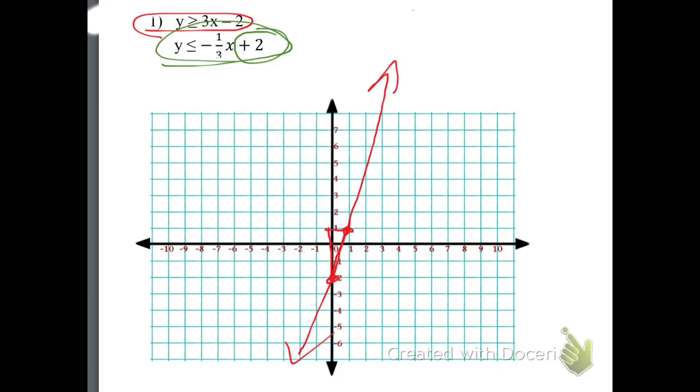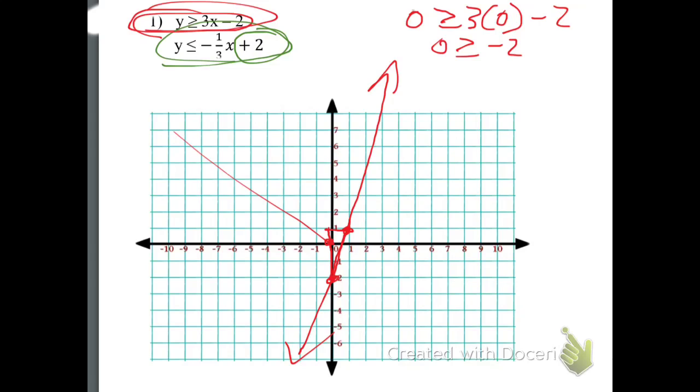But anyway, I'm going to shade this red one first. To decide which side you should shade, I highly recommend picking a point on either side, like 0, 0, and plugging it into your inequality. If it's true, you shade that direction. If it's false, you don't. So 0 greater than or equal to 3 times 0 minus 2 is 0 greater than or equal to -2. That is true, so we're going to shade the direction that 0, 0 is on.